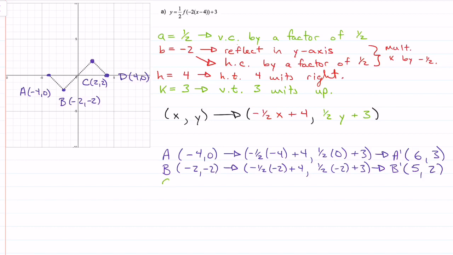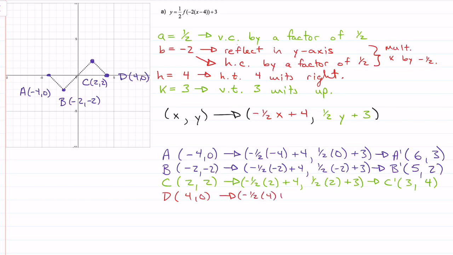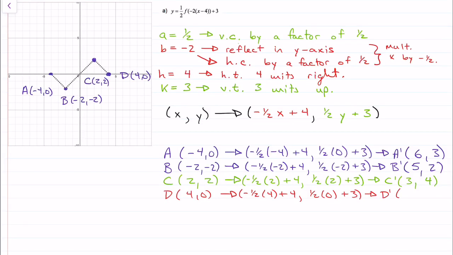Then C, which is the point 2, 2, is going to be negative 1/2 of 2 plus 4 and 1/2 of 2 plus 3. 1/2 of 2 is 1. So negative 1 plus 4 is 3, and 1 plus 3 is 4. Then D is the point 4, 0. So I'm going to get negative 1/2 of 4 plus 4, which is negative 2 plus 4, which is 2, and then 1/2 of 0, which is 0, plus 3 is 3. So D prime is 2, 3.